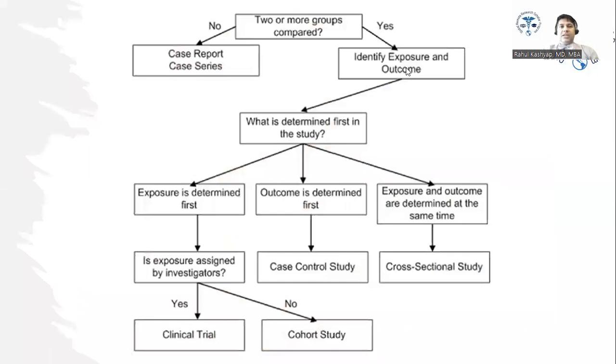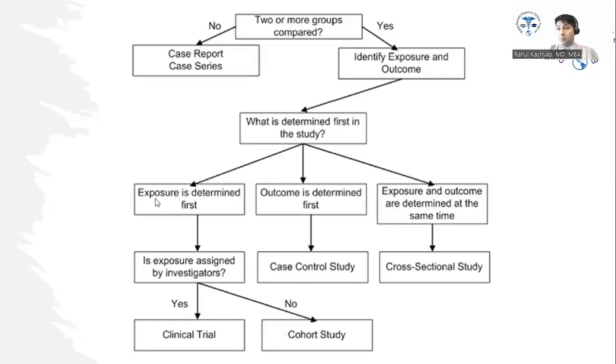The probably last slide for today is a cheat sheet where, if you don't know what kind of design it is, you can ask this first question: am I comparing two or more groups? If the answer is no, then probably you're writing a case report or case series. There's no group comparison. If the answer is yes, then you have to identify what is your exposure or cause or predictor, and what is your outcome or disease. Then you determine which was determined first for the study.